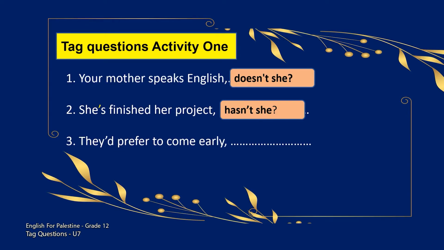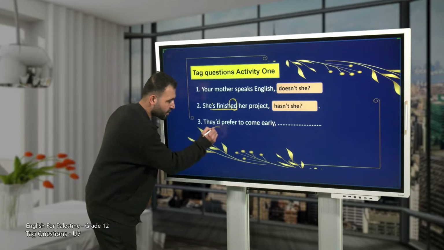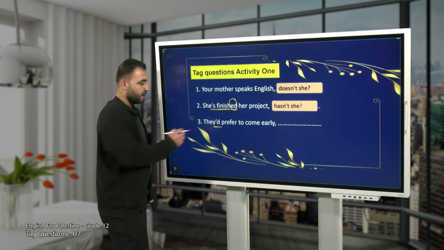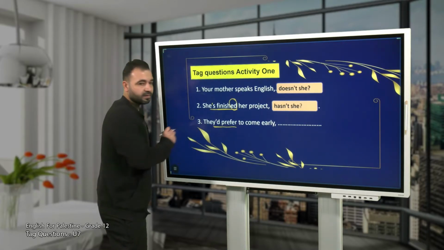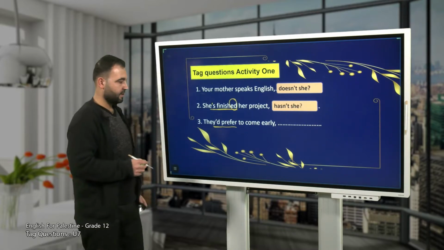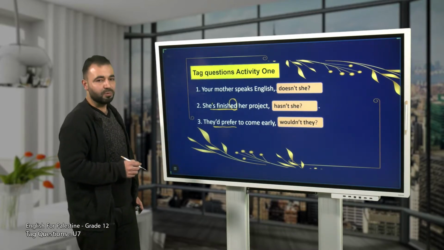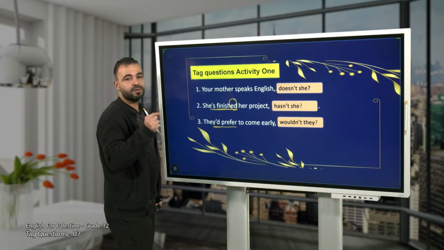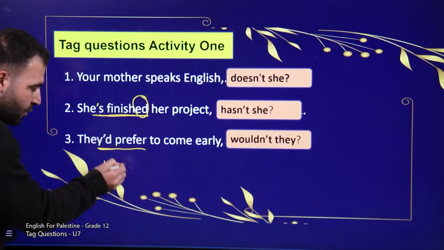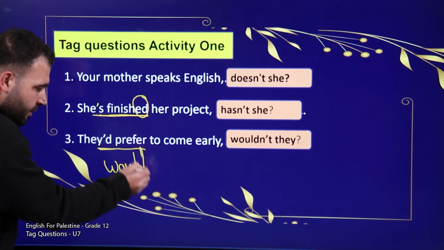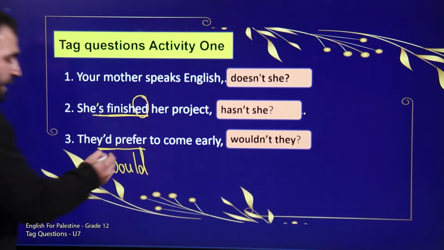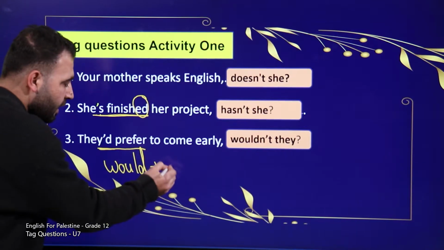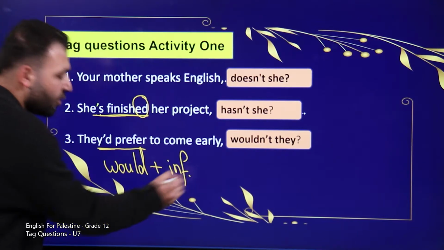Number 3, they'd prefer to come early. They'd prefer. Also, we have here an abbreviation, a short form, d. And the verb here is prefer. So what do you think? Wouldn't they? Yeah, wouldn't they? So 'd has 2 cases. Here, it stands for would. Why? It's a modal verb here. It is followed by prefer, which means the infinitive form of the verb.